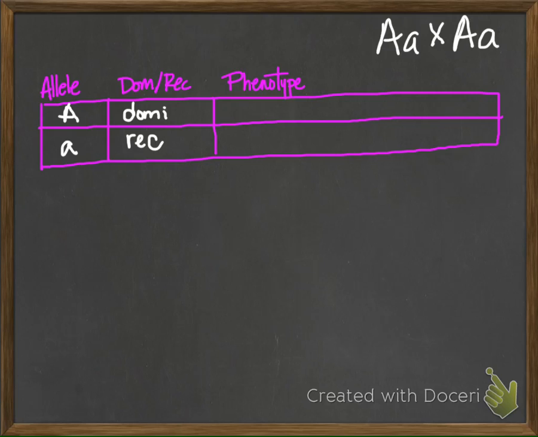And for this case, we'll use A as axial, and little a is terminal. This is an example from Mendel's pea plants. The axial means the flowers are along the stem, and terminal means they're just at the ends.